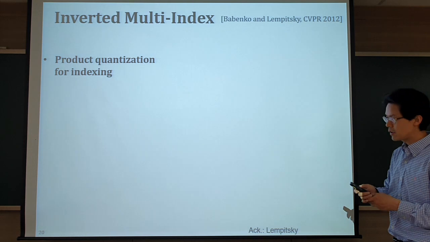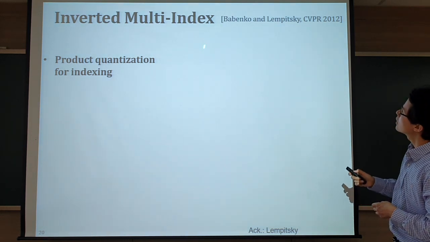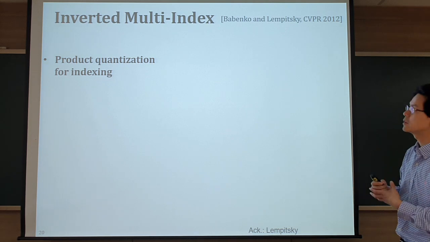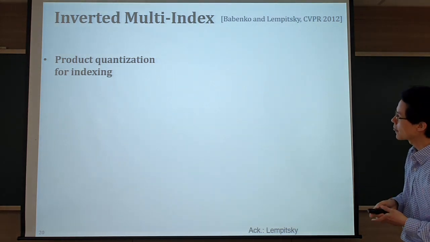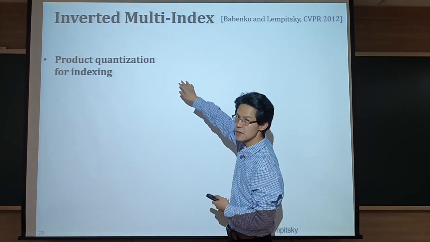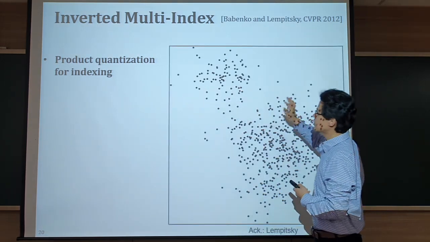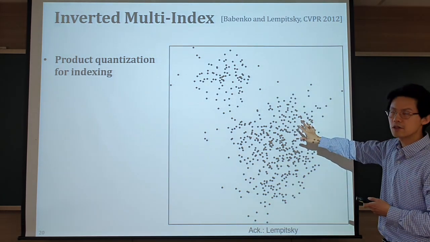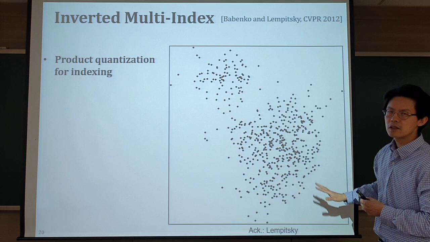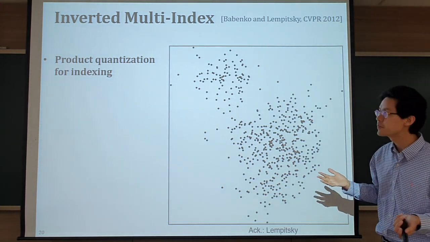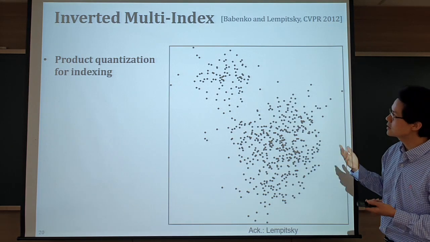One of the recent techniques is the inverse multi-index, which is an improvement of the common inverted index. It uses the idea of product quantization for indexing. Product quantization is like this. I give a 2D illustration. For building the clusters, we can use K-means clustering, right? But product quantization is like this.